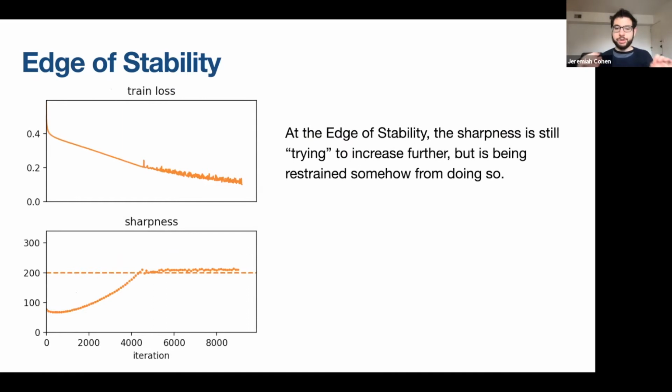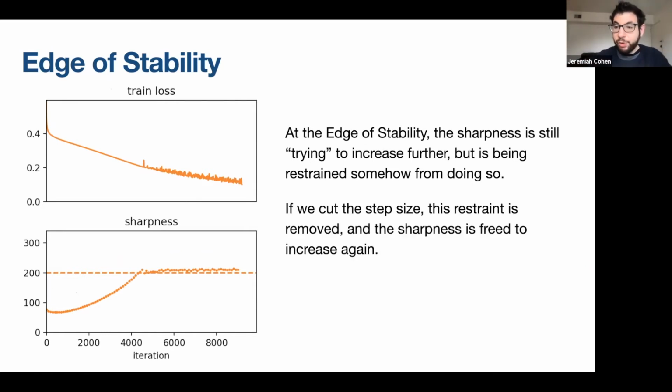Now, okay, here's something cool. At the edge of stability, the sharpness is still trying to increase further. It still wants to go up, but it's being restrained somehow from doing so. What I mean by that is if we were to cut the step size so that the stability threshold goes higher, the sharpness is free to increase again, and that's exactly what happens.